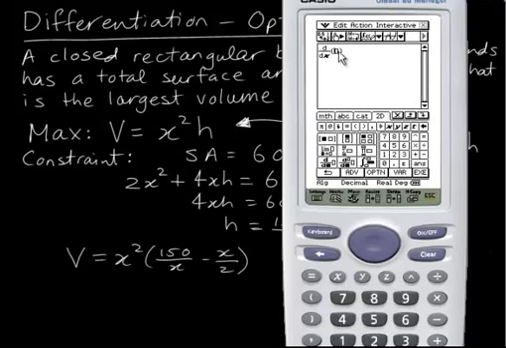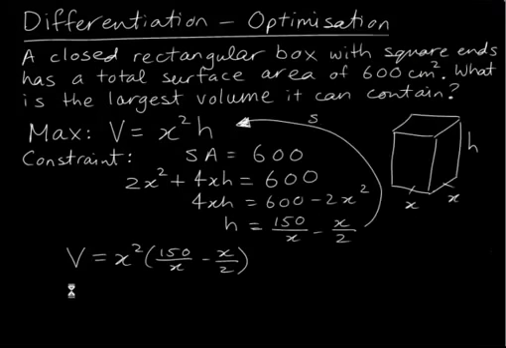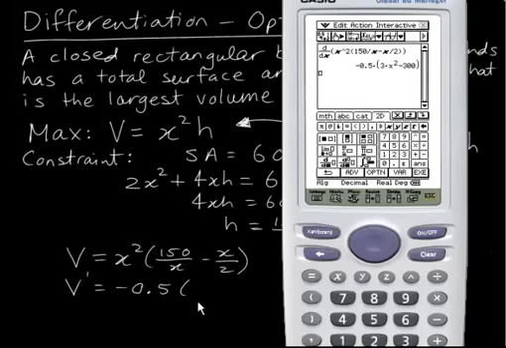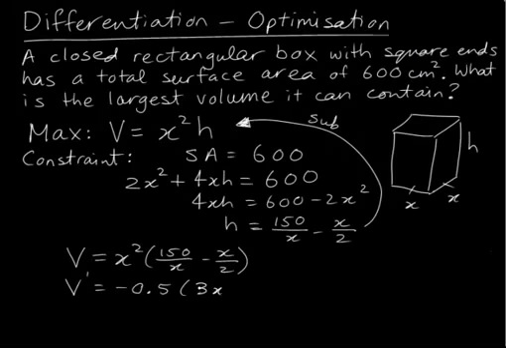So d by dx of x squared times 150 over x minus x over 2, and that gives me my derivative. So V dash is negative 0.5 outside of 3x squared minus 300. And just to confirm that I've used my calculator here, my ClassPad, to find out, I can put g/c there just to show you that that's how I've obtained my answer.